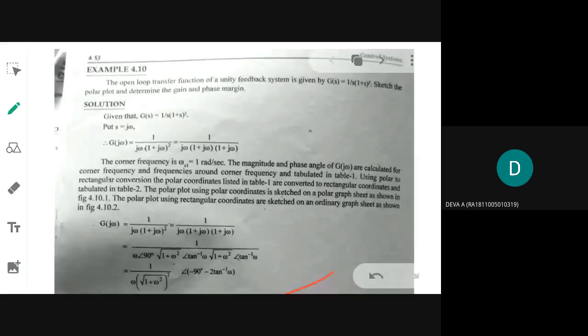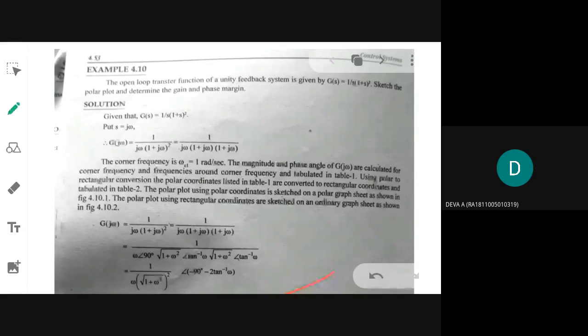The open loop transfer function of a unity feedback system is given by G(s) equals 1 by s(1+s) squared. Sketch the polar plot and determine the gain margin and the phase margin.